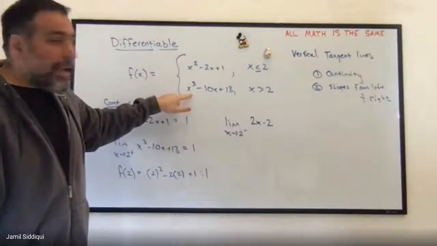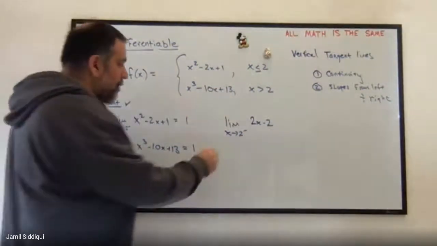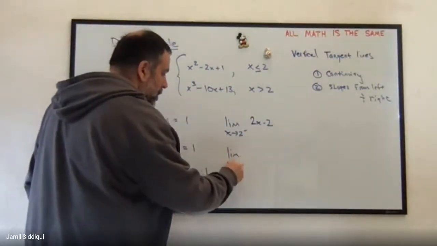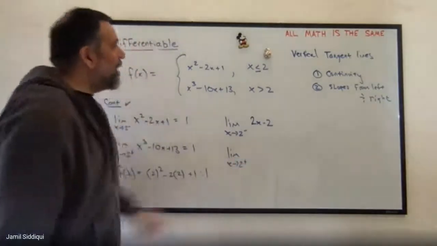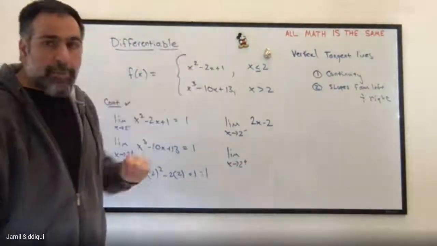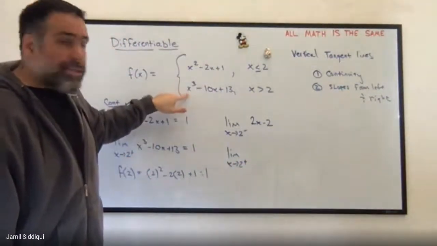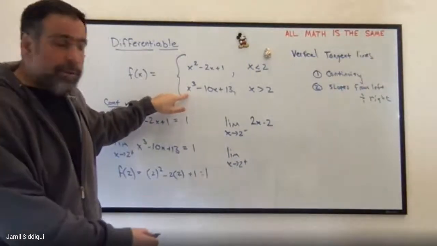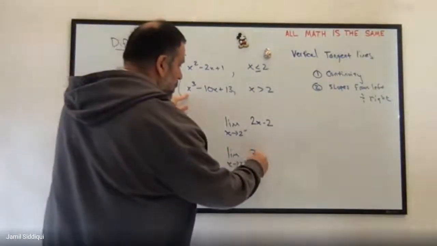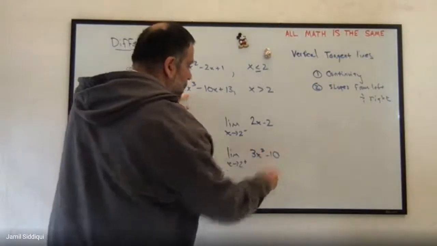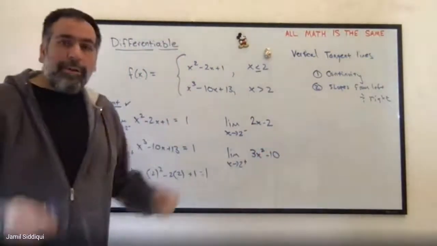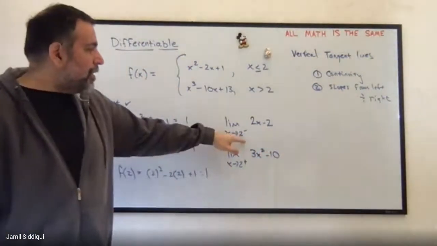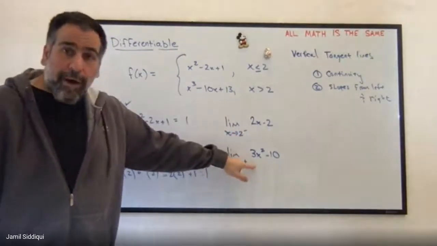Now, BB8's up next. He's coming from the right side, so he's approaching 2 from the right. Which way is he looking? In other words, what is his slope as he's approaching? This function is going to tell us the slope by taking its derivative, so we're going to get 3x squared minus 10. Now we've got our 2 slopes. This tells me the slope everywhere to the left of 2. This tells me the slope everywhere to the right of 2.